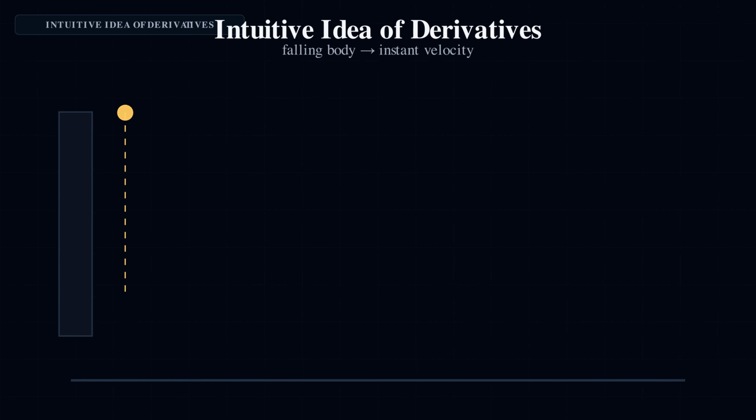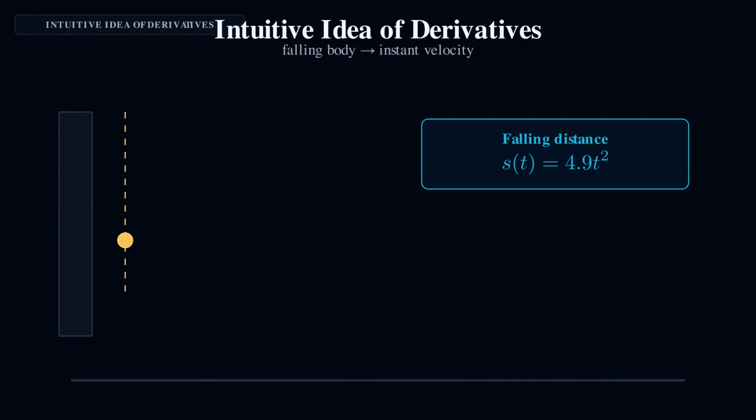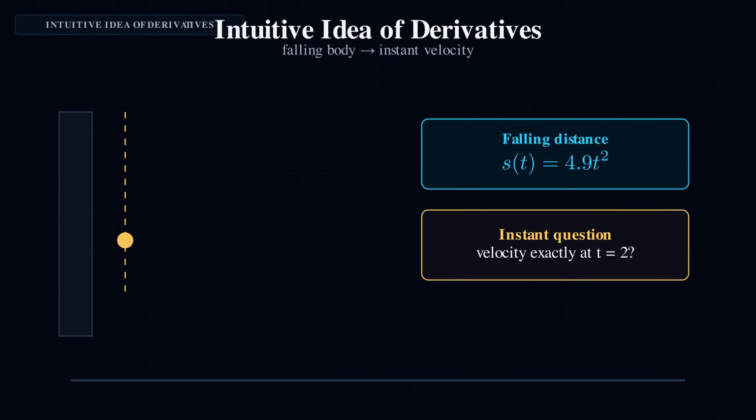A falling body does not keep the same speed. At first it is slow, then it becomes faster. Galileo found that falling distance follows a square law. Near Earth, we write it as s(t) = 4.9t².